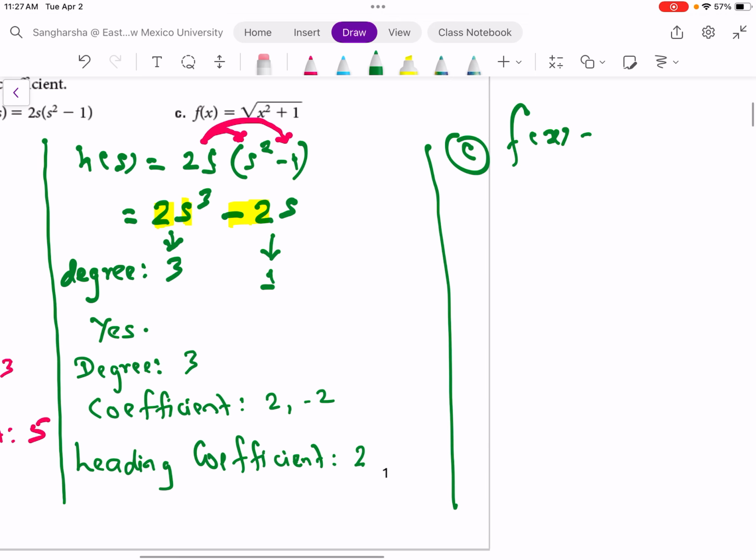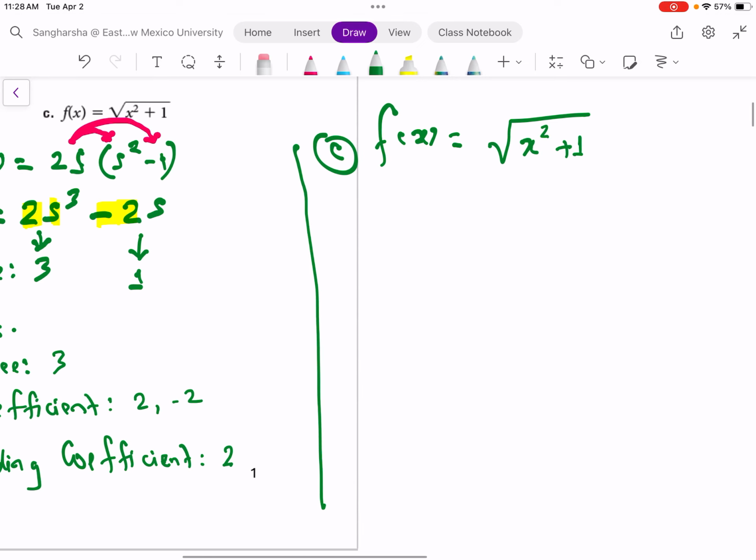Now we have the last one, part C, and our function f of x is equal to the square root of x squared plus 1. Now here, I'm not sure if I mentioned this or not. Did I mention how to get rid of this radical sign, or how to write this expression without using the radical sign? Okay, so let's make a revision.